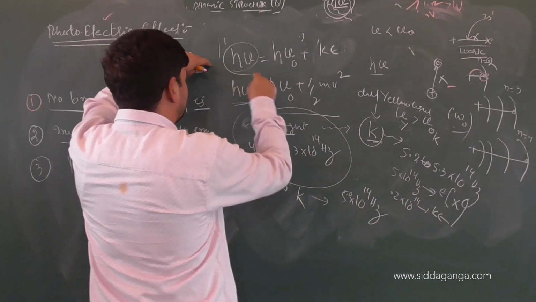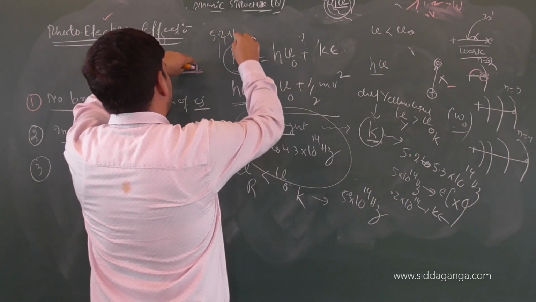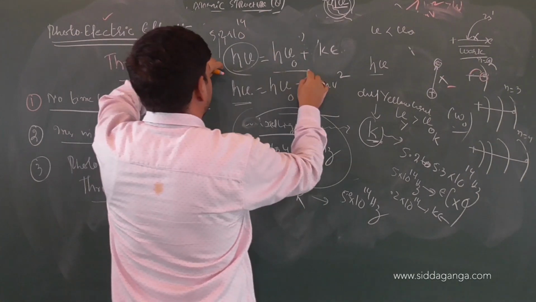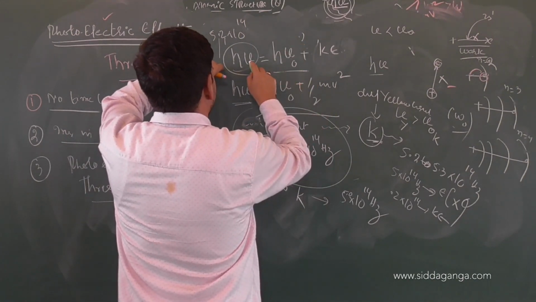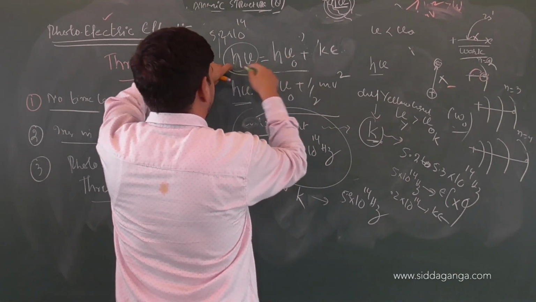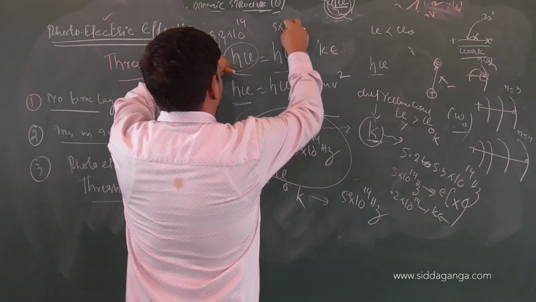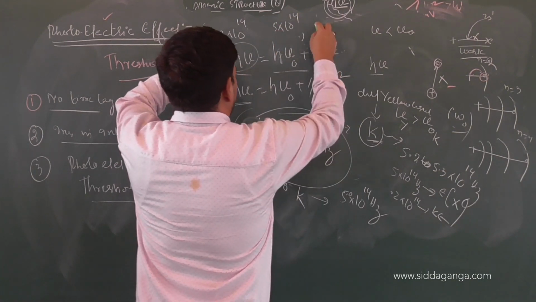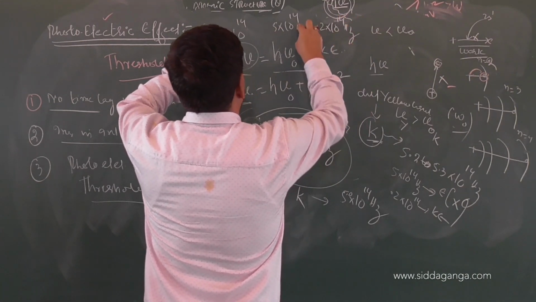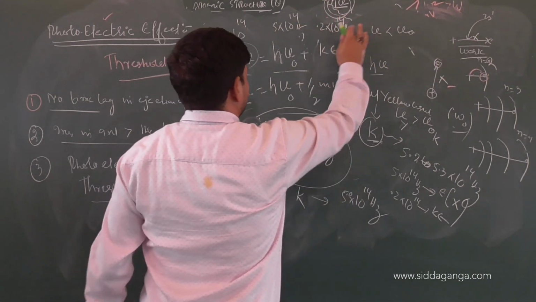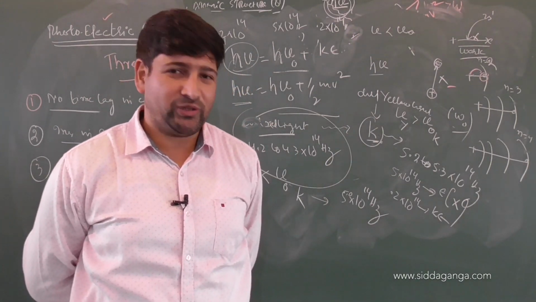How much energy have you given? 5.2 into 10 to the power 14. It is frequency, right? So the h value will be common to both, so I'm not taking that into consideration. I'll take only frequency. How much is used? 5 into 10 to the power 14. What will be the kinetic energy? 0.2 into 10 to the power 14 hertz will be the kinetic energy for us. Did you understand it or not?